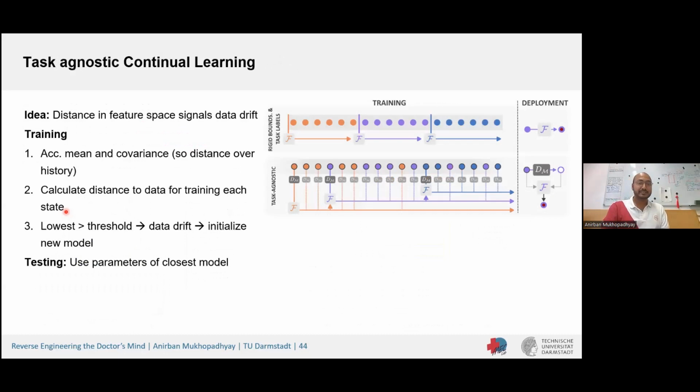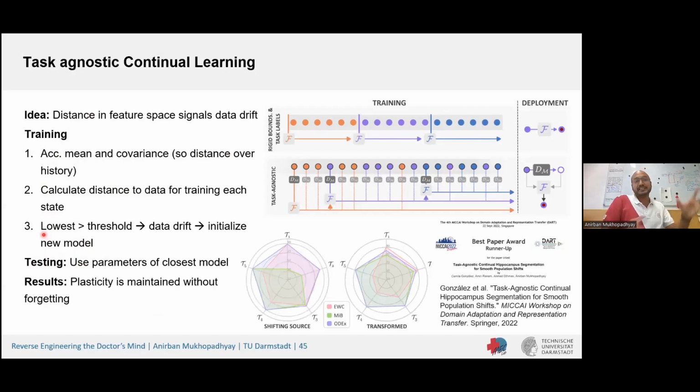And here our idea is basically we are still trying to use the distance that we calculated in the feature space to have an understanding of the data drift. We are accumulating the mean and covariance of the data as it's arriving over time and calculating the distance. We have a certain threshold. If things go beyond that, then we say, okay, now the data characteristic is different and we have to start the training again. And we showed that in this sort of elastic plastic scenario, we are maintaining enough plasticity without really forgetting the old information as well.